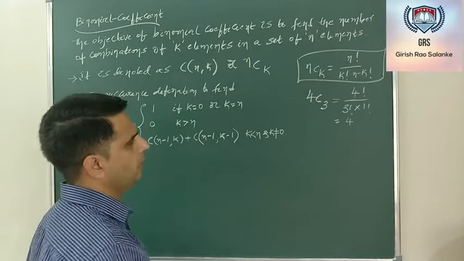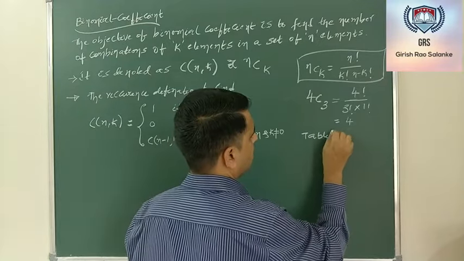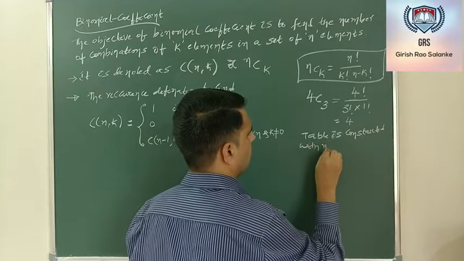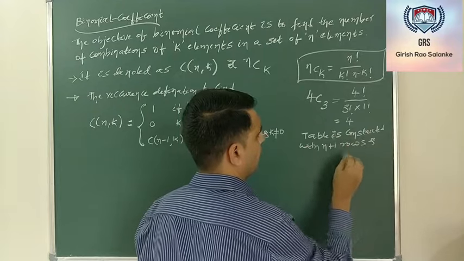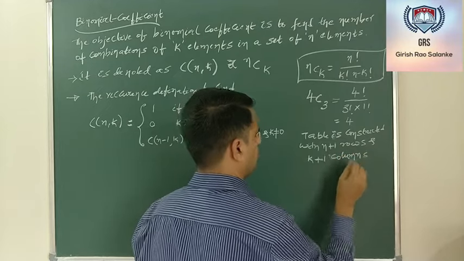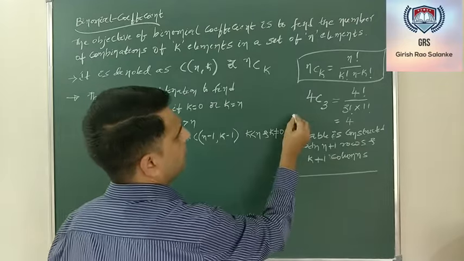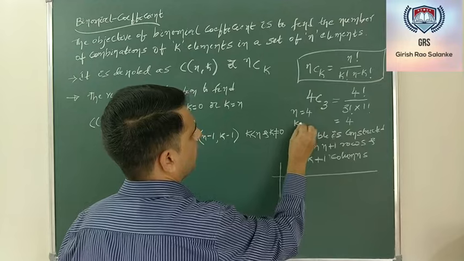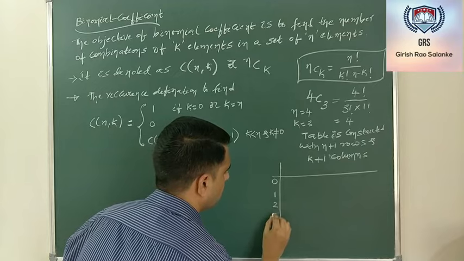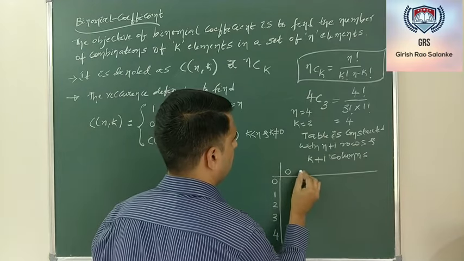Now how to build a table? We construct a table with n plus 1 rows and k plus 1 columns. What is the value of n? Here n is 4 and k is 3. I need to have 5 rows numbered 0, 1, 2, 3, 4. And how many columns? 4 columns, numbered from 0 up to 3.